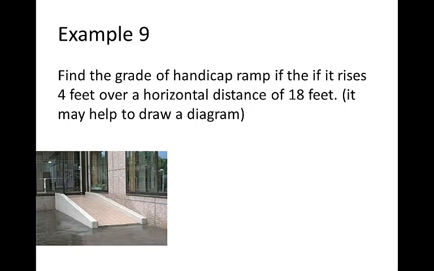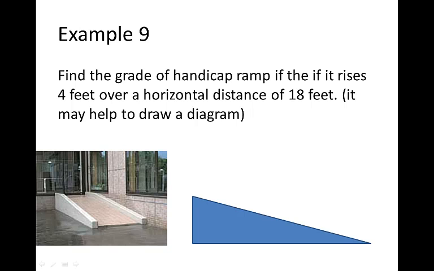Find the grade of a handicap ramp if it rises 4 feet over a horizontal distance of 18 feet. So let's go ahead and draw a diagram out here. Maybe you'll do this without me helping you. So pause the video here, give yourself some credit, try to find the grade of this handicap ramp. Okay, welcome back. Let's just draw this out, change the perspective a little bit. It rises 4 feet over a horizontal distance of 18 feet. We want to know the grade of that.